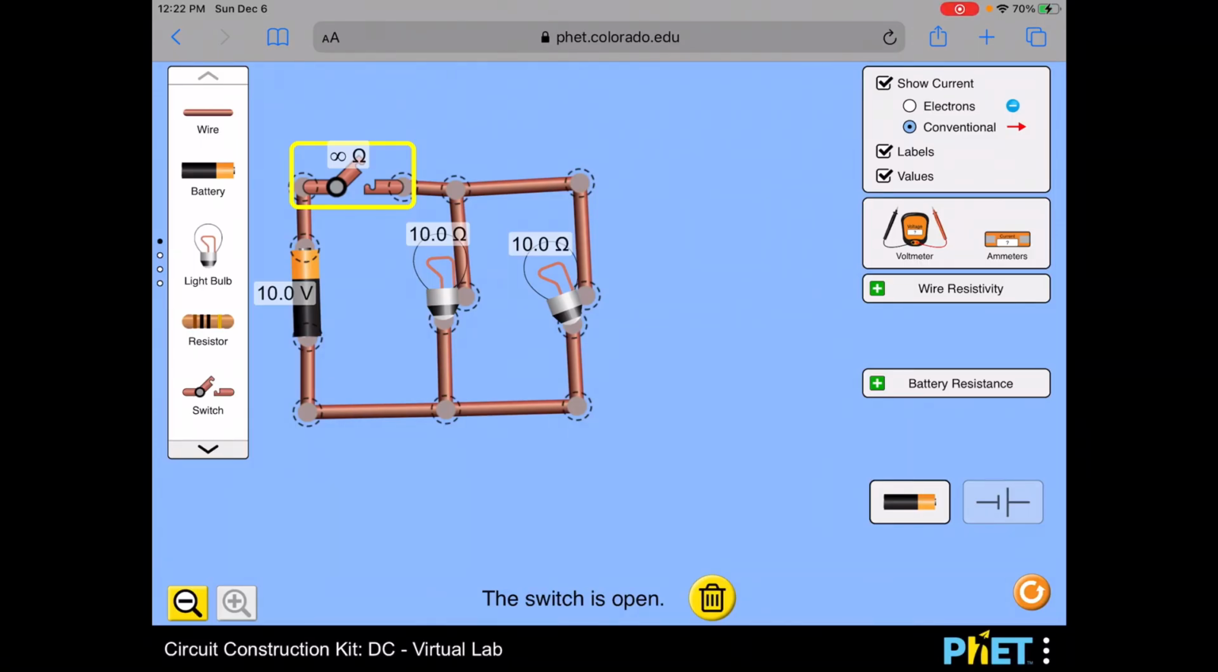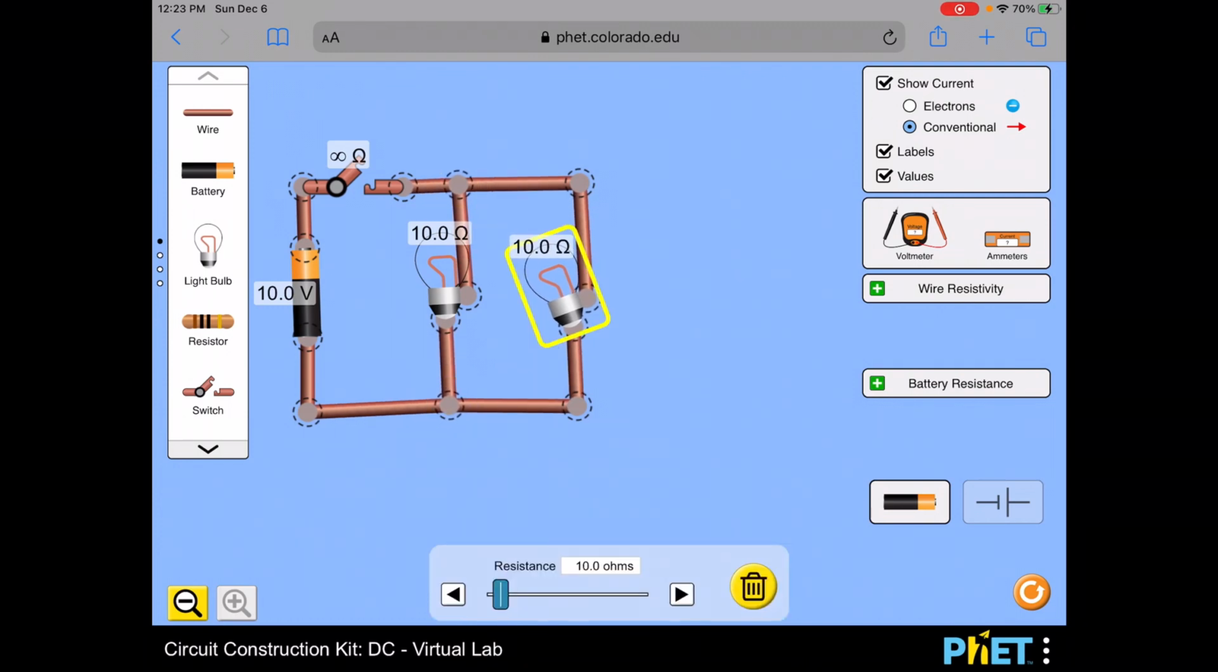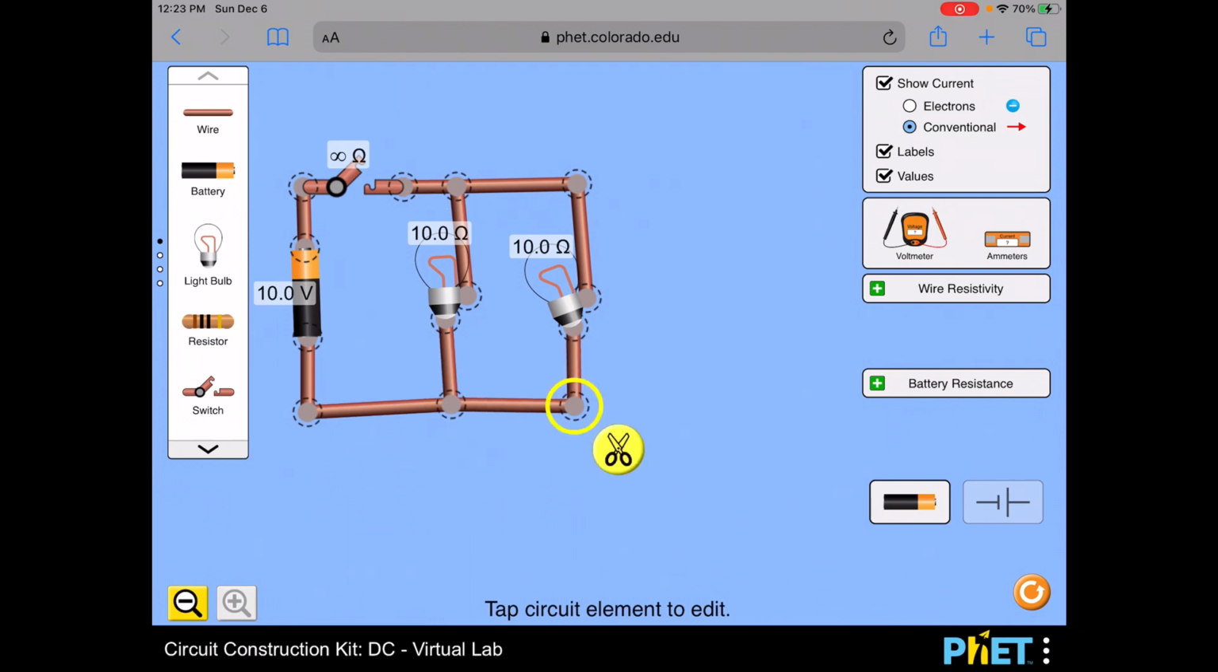Okay, so here I have a circuit that has three components in parallel. You know that they are in parallel because they each share two nodes. This light bulb shares two nodes with the battery, and same for this light bulb. They all share two nodes, therefore they're all in parallel.